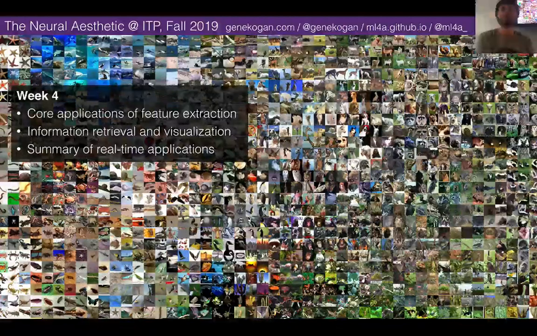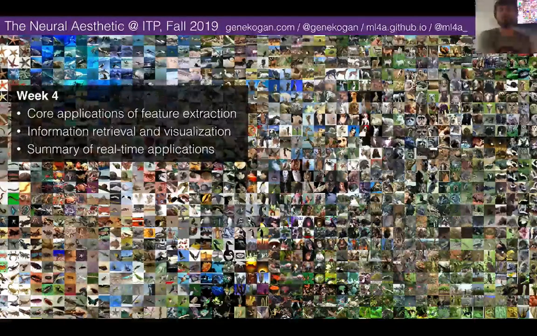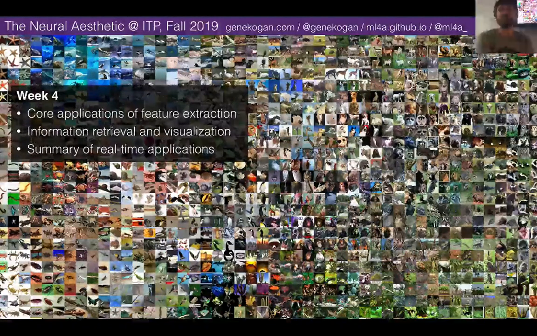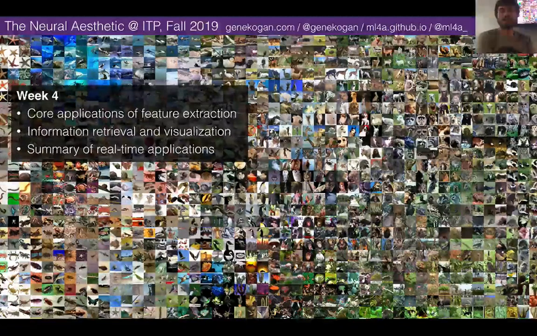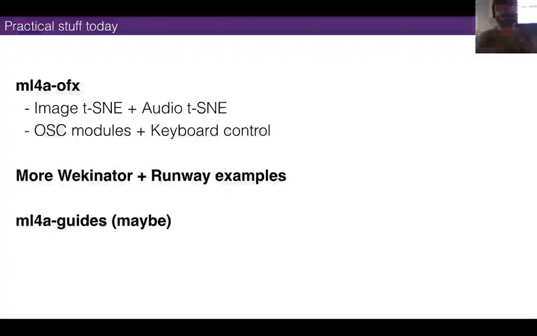So we're going to review some of their applications today with respect to retrieval and data visualization. Retrieval means give me the most relevant data sample according to some query, and that works in a few different contexts. And then for visualization, we're going to describe t-SNE, which I'll show you how to use. And I think we'll also do some more Wekinator and Runway stuff. That's the idea today.